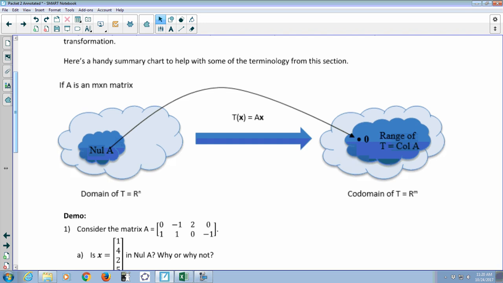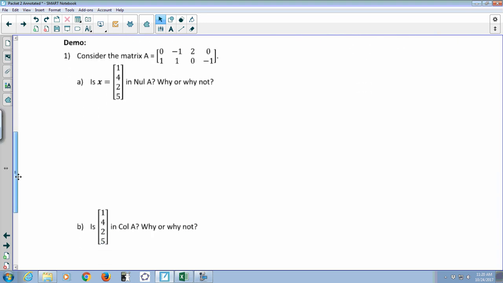The definition of the column space of A, which we abbreviate Col A, is the range of your domain. It's the set of all outputs Ax. You could also think of it as the set of all linear combinations of the columns of A. That's why it's called the column space. All right, so we'll do some examples. Hopefully we'll make that clear.